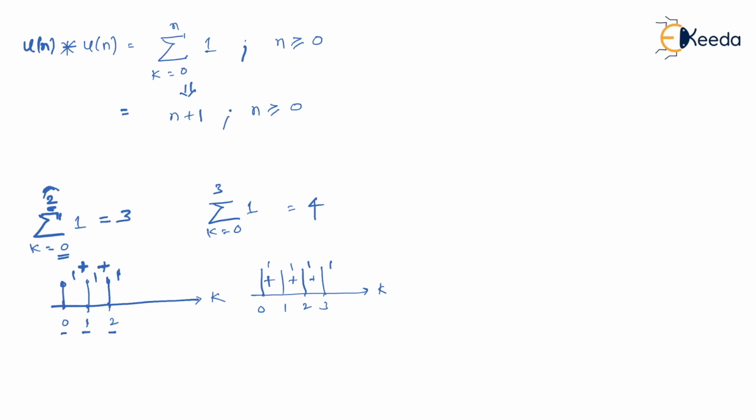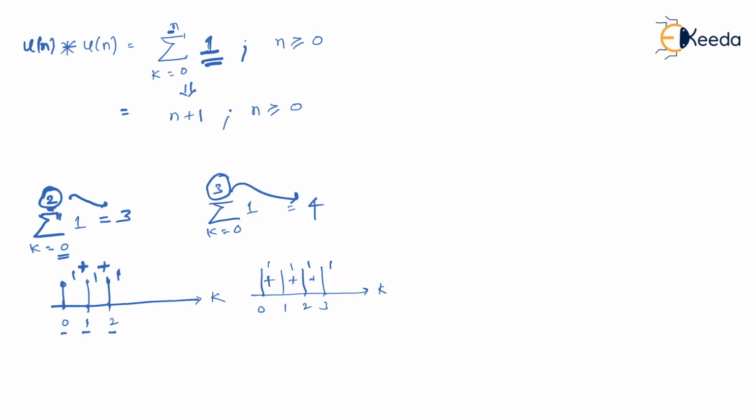So you just observe the upper limit. If upper limit is 2, answer is 3. If upper limit is 3, answer is 4. What if the upper limit is n? Answer will be n plus 1. So this is how, whenever summation of k equal to 0 to n, and in the summation we have only 1, that is unity, answer is n plus 1. That is, upper limit plus 1 is the answer.